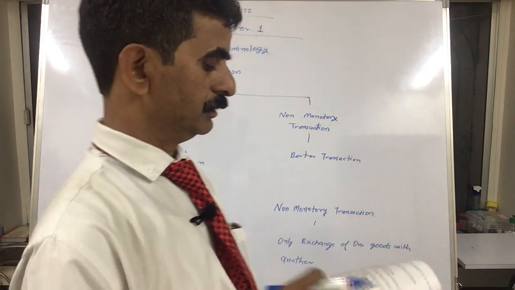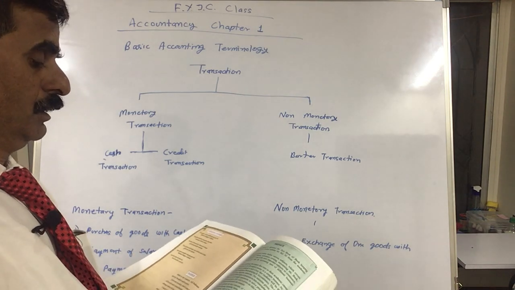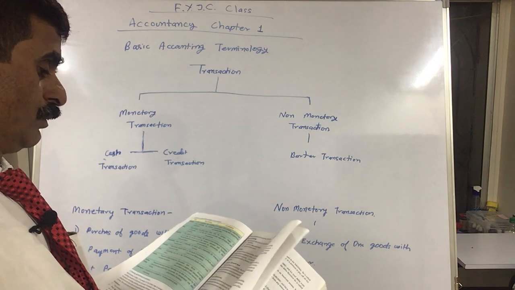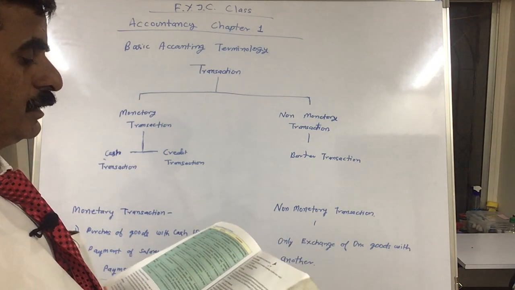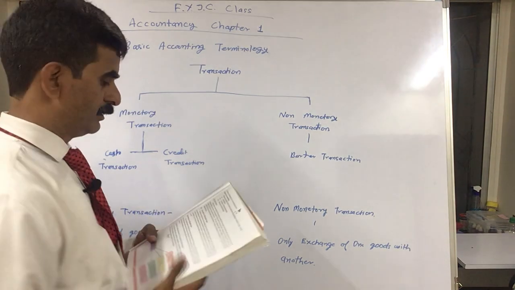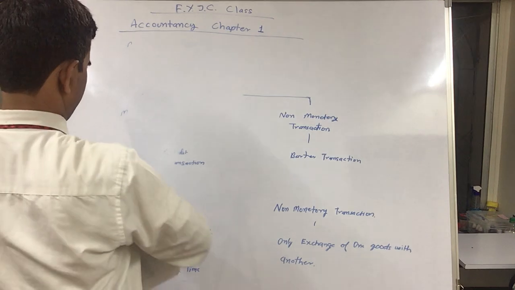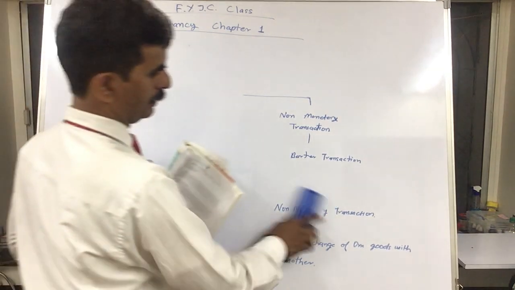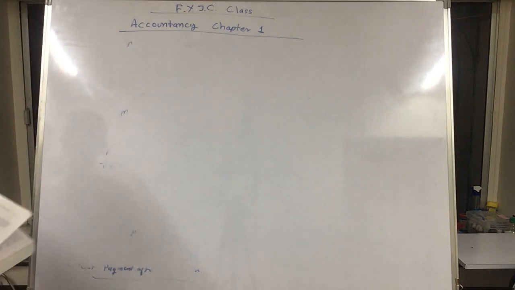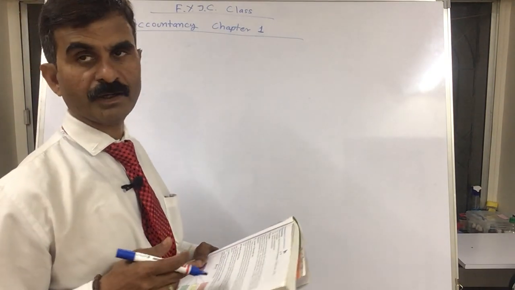Now we will learn about another question. Once you understand this terminology, we can go ahead with this chapter. I'll tell you what the types of accounting are. So after understanding the terminology, now you go ahead and understand the types of accounting.